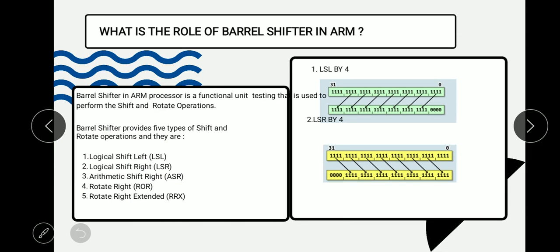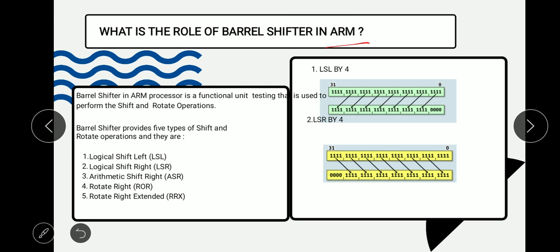What is the role of barrel shifter in ARM processor? ARM stands for Advanced RISC Machine. Barrel shifter in ARM processor is a functional unit. That is, it is used to perform the shift and rotate operation. Barrel shifter provides 5 different types of shift and rotate operations. They are logical shift left, logical shift right, arithmetic shift right, rotate right, and rotate right extended.